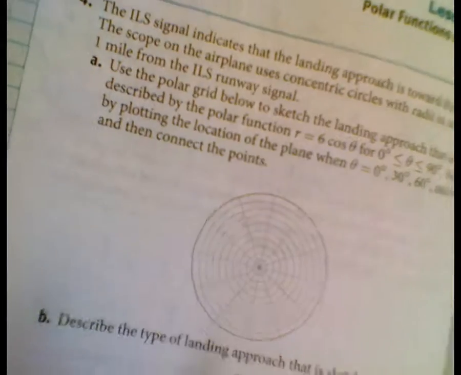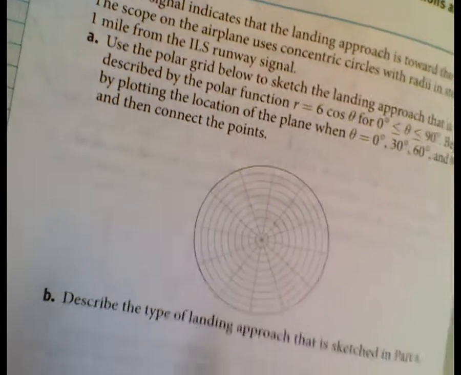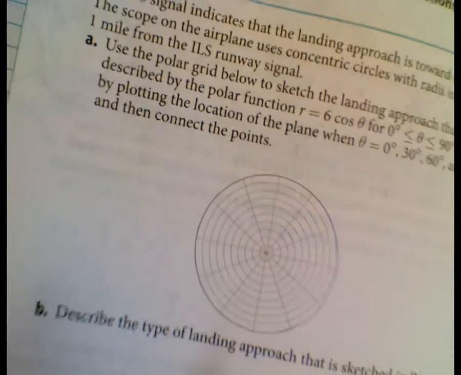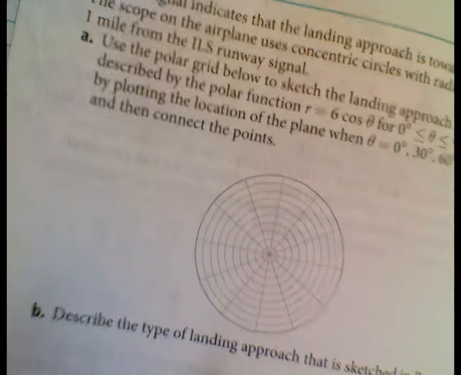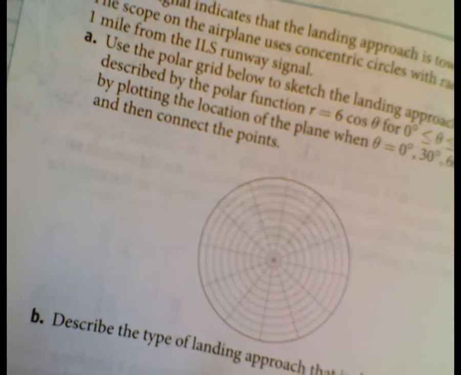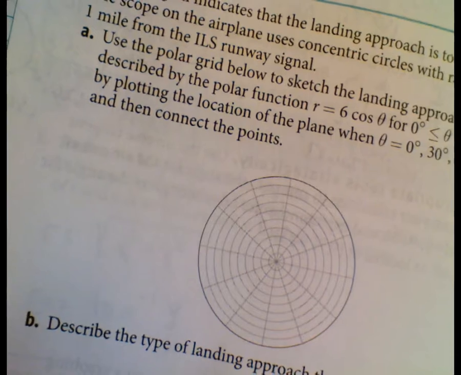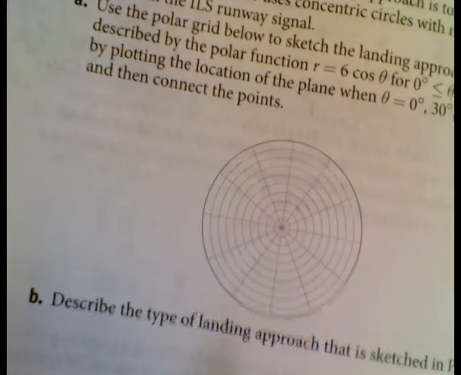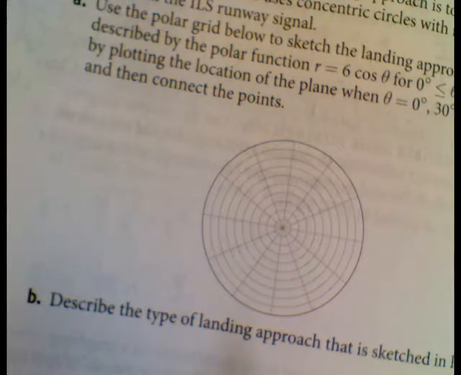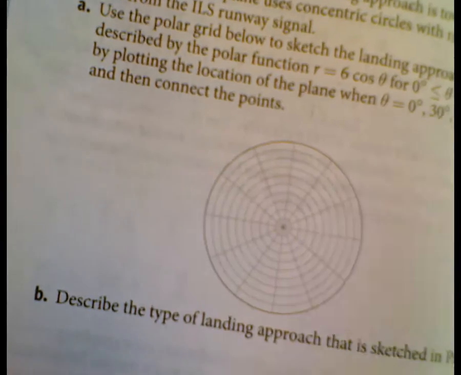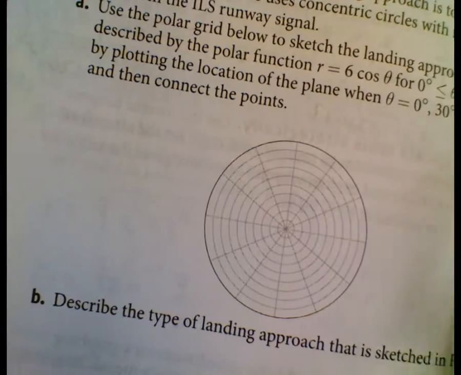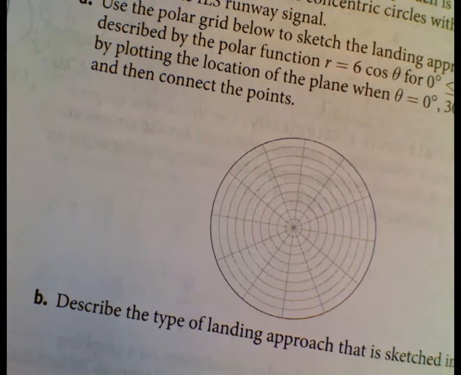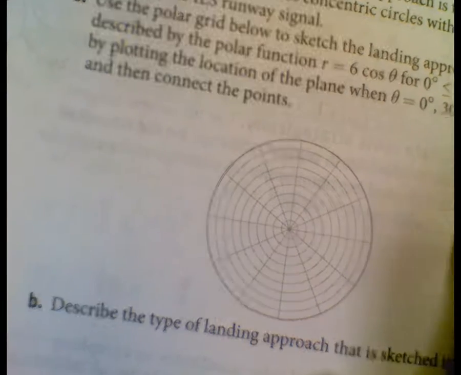The ILS signal indicates that the landing approaches towards the south. The scope of the airplane uses concentric circles with radii in terms of 1 mile from ILS runway signals. Use the polar grid below to sketch the landing approach that is described by the polar function r equals 6 cosine theta for 0 to 90 degrees. Begin by plotting the location of the plane when theta is 0, 30, 60, and 90. So guess what? We're going to learn something new here. Well, let's do it by hand first.